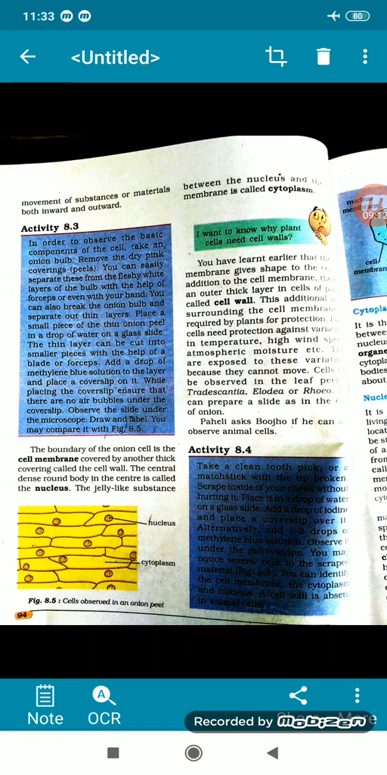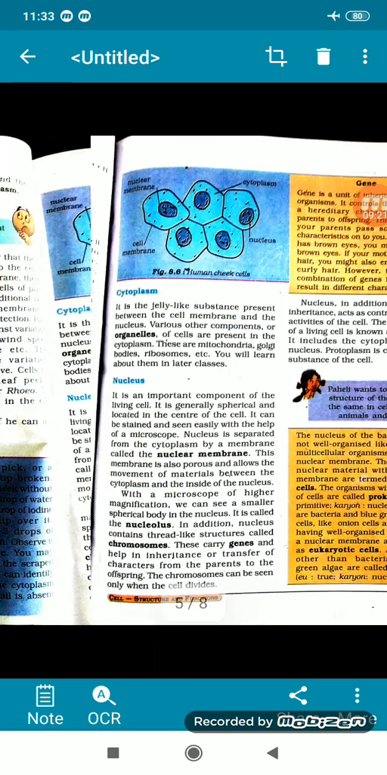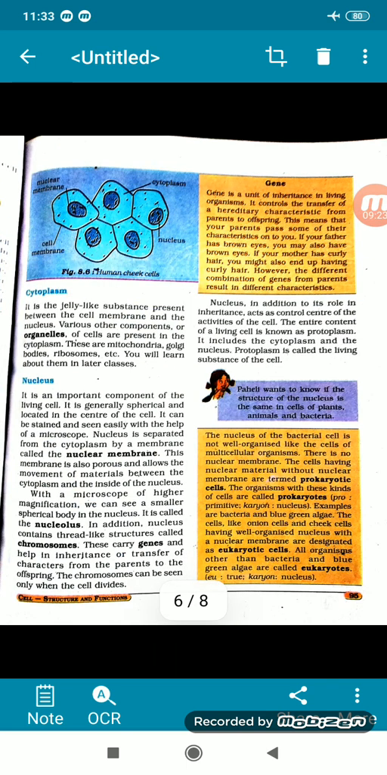Cells can be observed in the leaf peel of, these are the names given to you. You can prepare a slide in case of an onion. Now we go to the next page, that is cytoplasm. What is cytoplasm? See the figure. Cytoplasm is given nucleus, cell structures and nuclear membrane. It is the jelly-like substance present between the cell membrane and the nucleus. Various other components or organelles of cells are present in the cytoplasm. These are mitochondria, Golgi bodies, ribosomes.